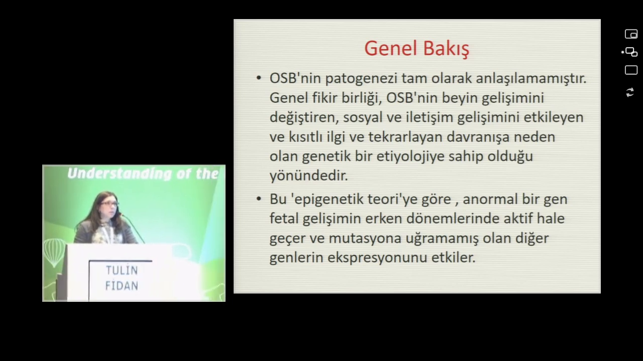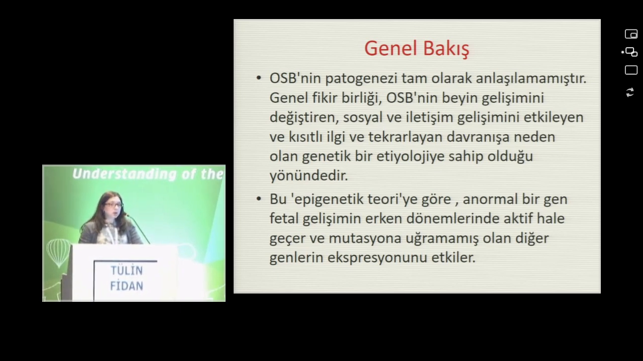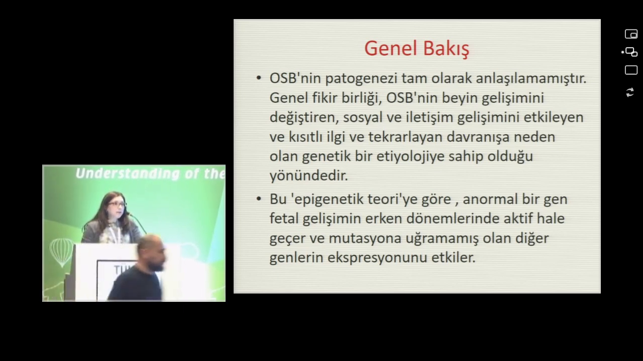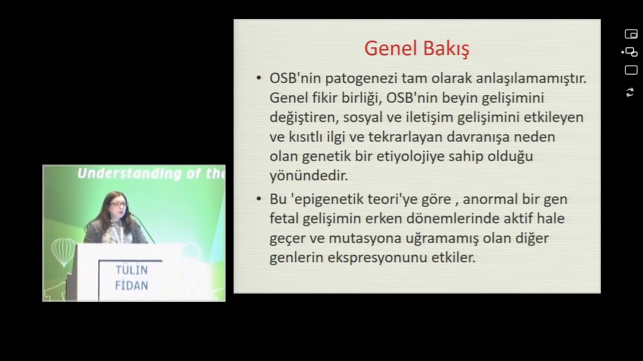In autism spectrum disorders, the pathogenesis is incompletely understood, but the general consensus is that ASD has a genetic etiology which alters brain development, affecting social and communication development and leading to restricted interests and repetitive behavior. Supporting this is the epigenetic theory, in which an abnormal gene is turned on early in fetal development and affects the expression of other genes that are not mutated themselves.